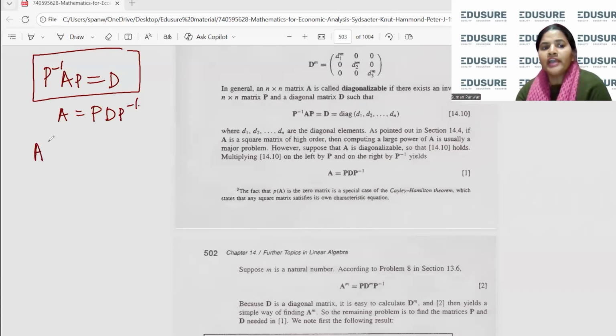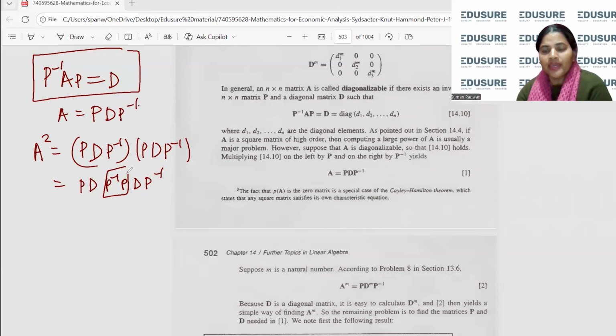Now suppose I want to calculate A square. So that will be P D P inverse, P D P inverse. Now P inverse P is identity. A matrix when multiplied with its inverse will give me the identity matrix. So this is going to be P D square P inverse. So notice that I was doing A square here. So A square is simply this, P D square P inverse.